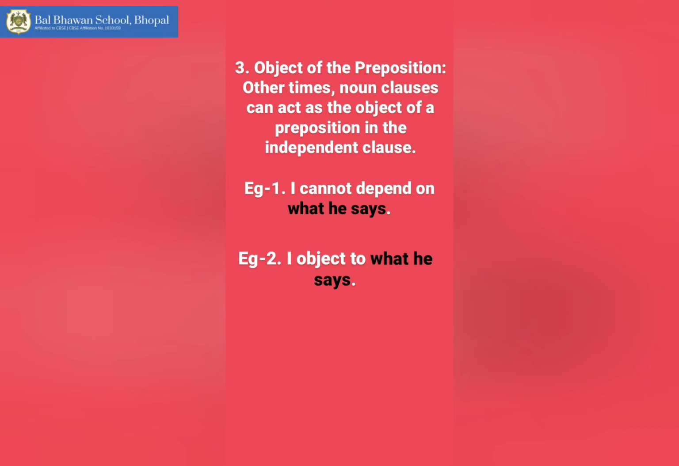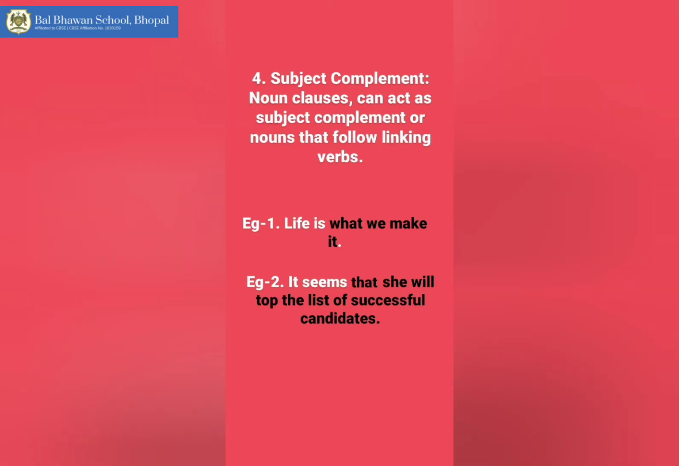Moving on to the third function, which is the object of the preposition. Other times, noun clauses can act as the object of a preposition in the independent clause. For example, I cannot depend on what he says. What he says is the noun clause, which is the object of the preposition on. In the next sentence, I object to what he says. What he says is the noun clause, and the preposition is to.